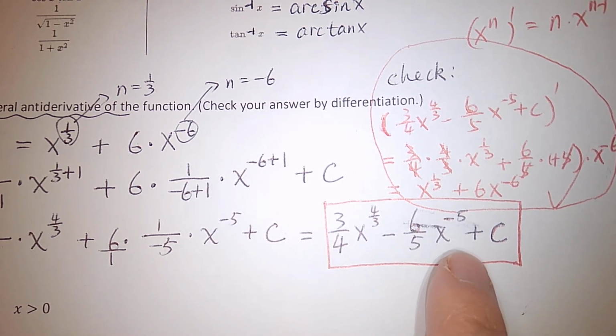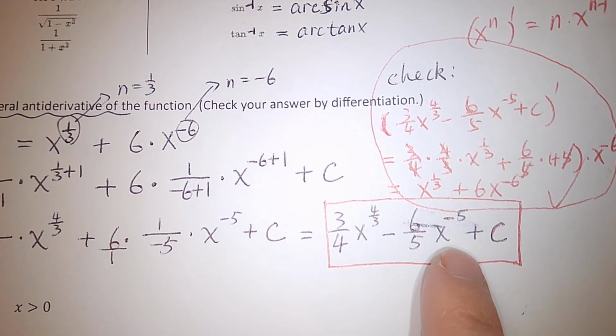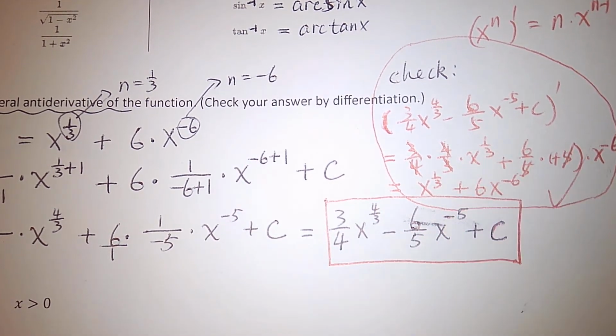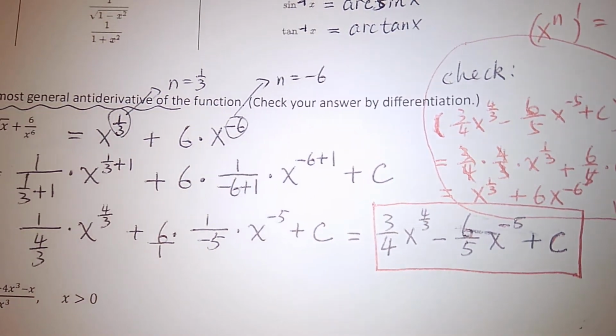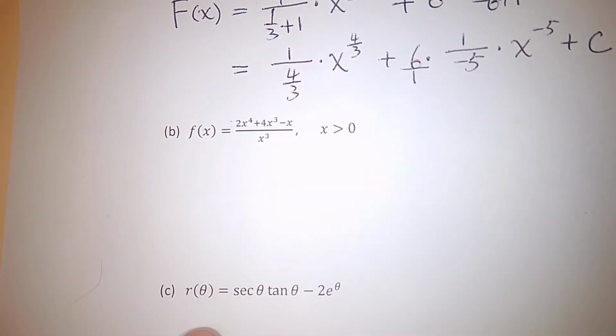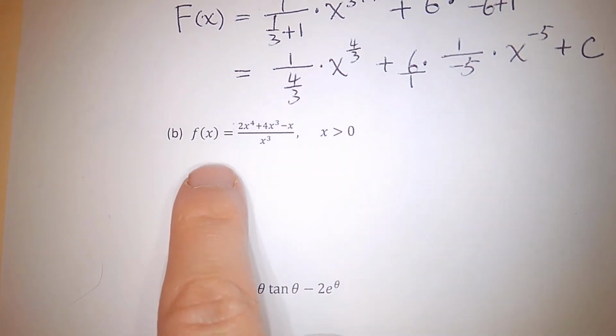If it says, please find the most general antiderivative, don't forget to add a constant c, okay? If it says, just find a particular antiderivative, we don't have to add the constant c, okay? You guys see that's good? All right. Now, for questions B and C.